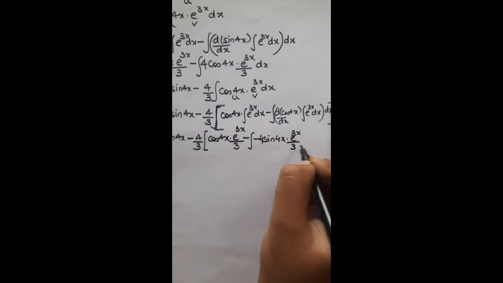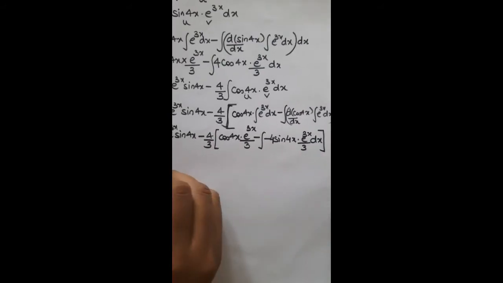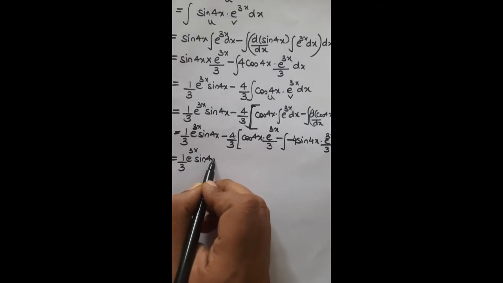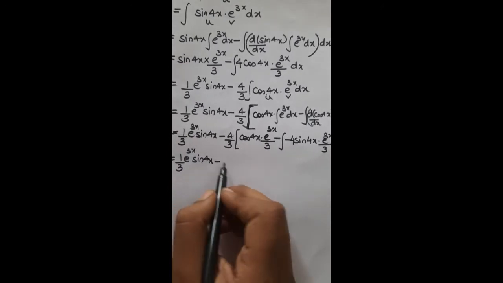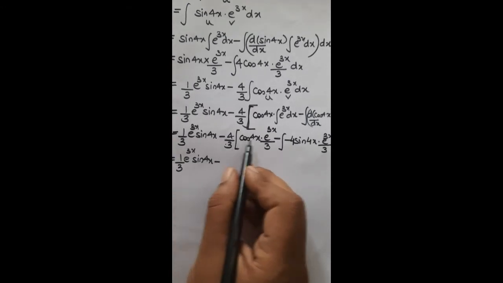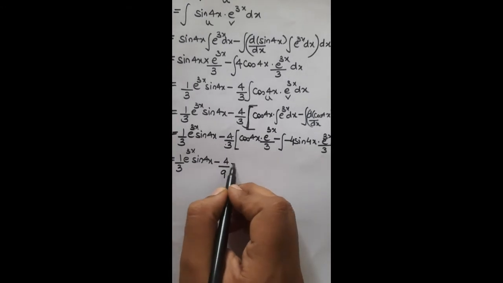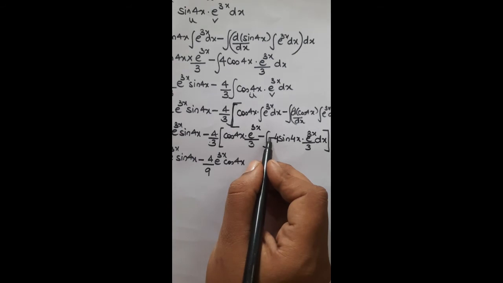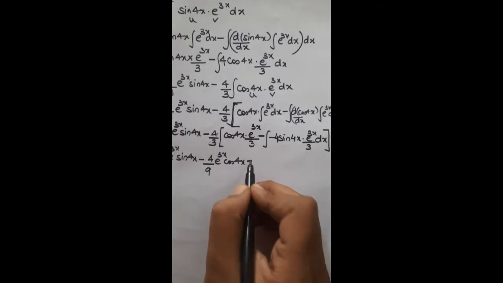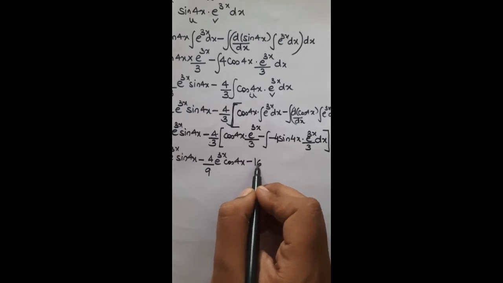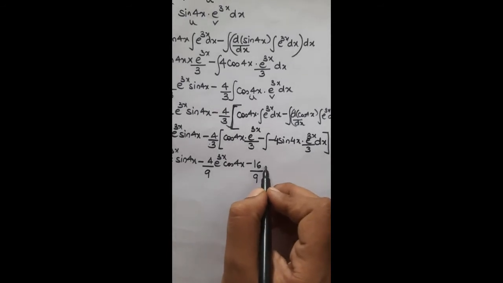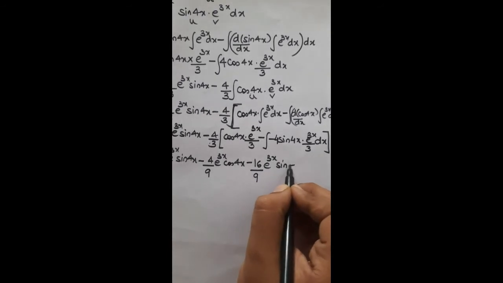Integration of e raised to power 3x is e raised to power 3x upon 3. So this is 1 by 3 e raised to power 3x sin 4x minus, if I multiply 4 by 3 inside, this will be 4 upon 9 e raised to power 3x cos 4x. Minus into minus becomes plus, and plus into minus becomes minus. 4 times 4 is 16 upon 3 times 3 is 9, e raised to power 3x sin 4x, of course with the integration sign dx.